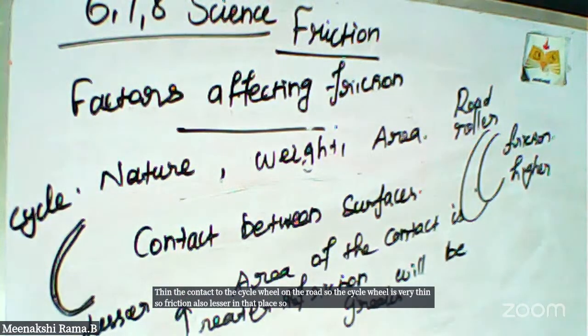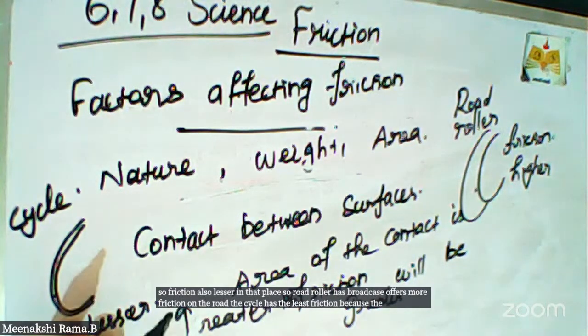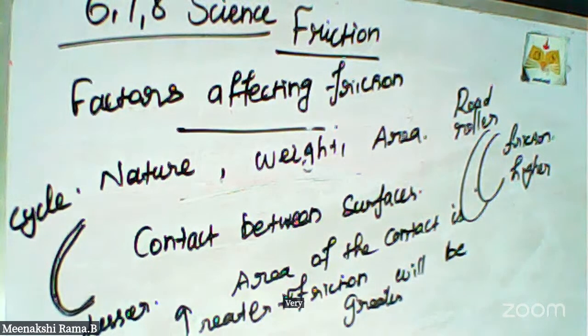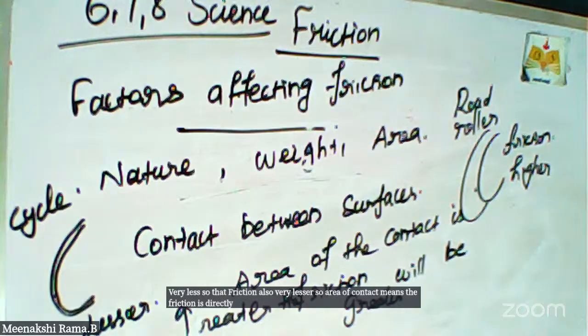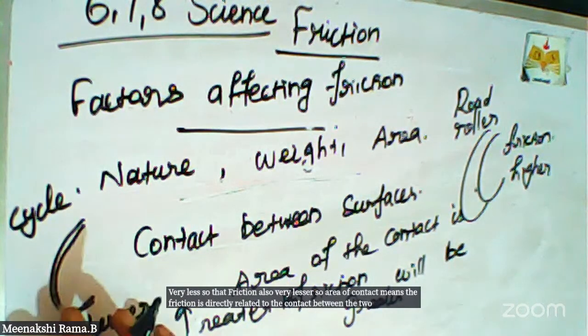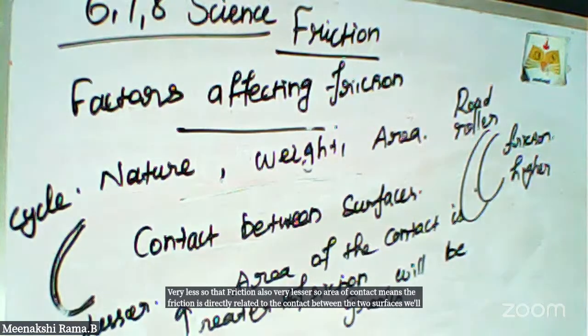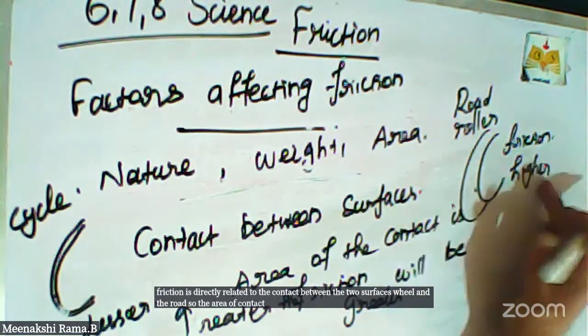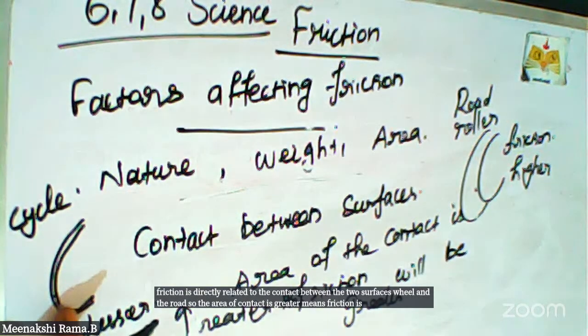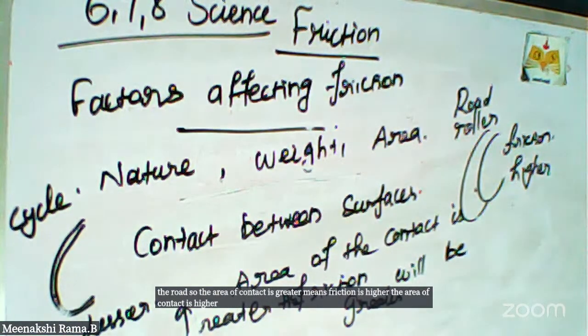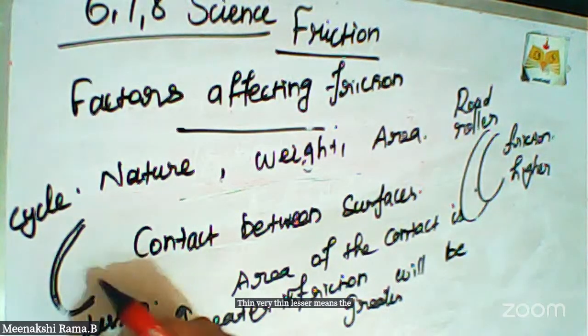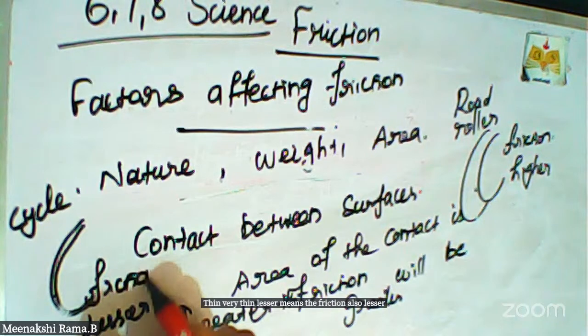So the road roller, as it has a broad base, offers more friction on the road. The cycle has the least friction because the area of contact is very small. So area of contact means the friction is directly related to the contact between the two surfaces, wheel and road. If the area of contact is greater, friction is higher; if the area of contact is very thin, lesser, then the friction is also lesser. So this is the concept.